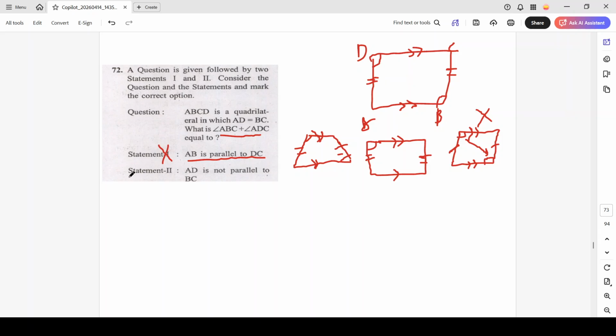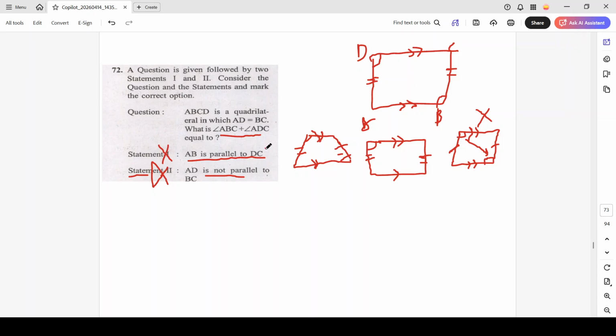Now moving on to statement 2. AD is not parallel to BC. Suppose we don't have the given AB is parallel to CD, then AD is not parallel to BC. We have been given that these are equal but not parallel. Can we find out this? That means this statement 2 alone cannot answer this question.